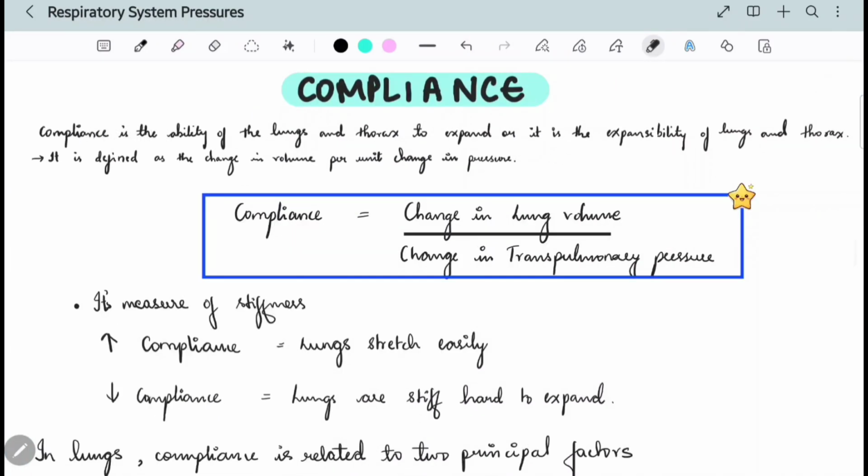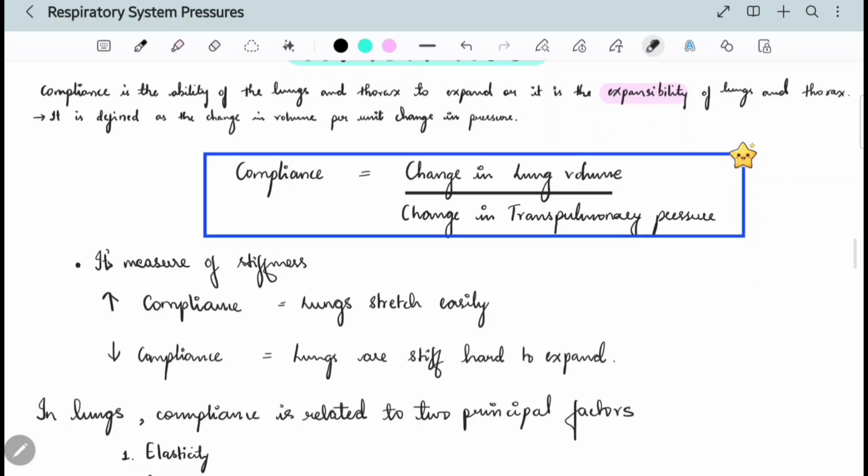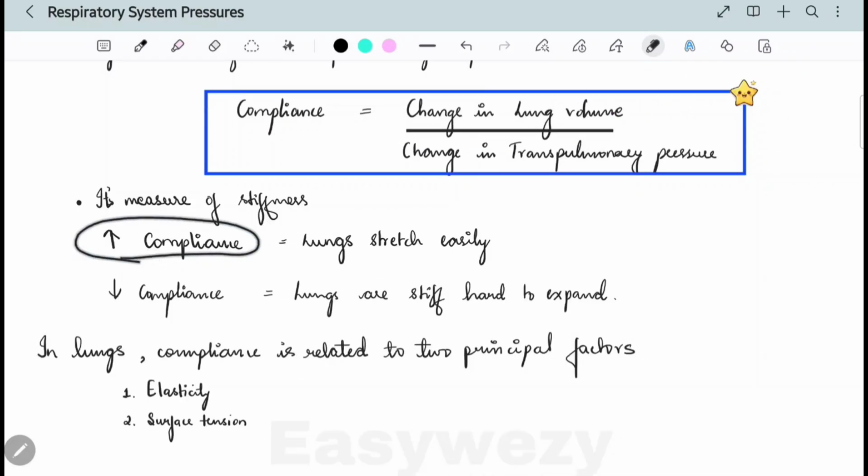Compliance is the ability of the lung and thorax to expand, the expansibility of the lung. So basically remember the word expansibility. It is defined as change in volume per unit change in pressure. So what happens? How much change in volume upon change in transpulmonary pressure? That much is the expansibility. Increased compliance means lungs can stretch more, and decreased compliance means lungs are stiff and hard to expand.